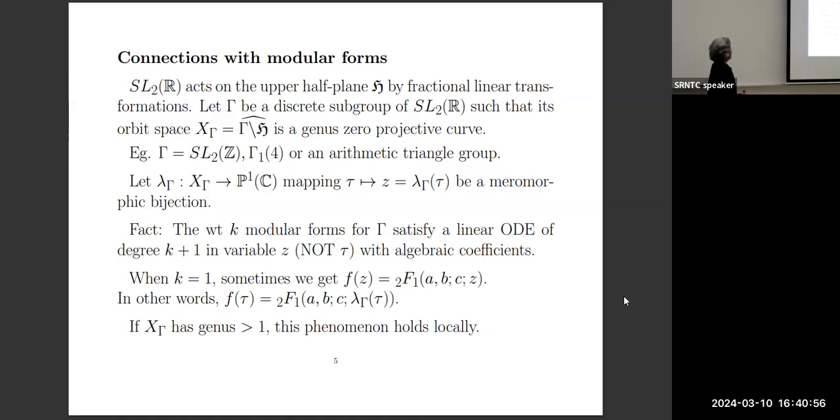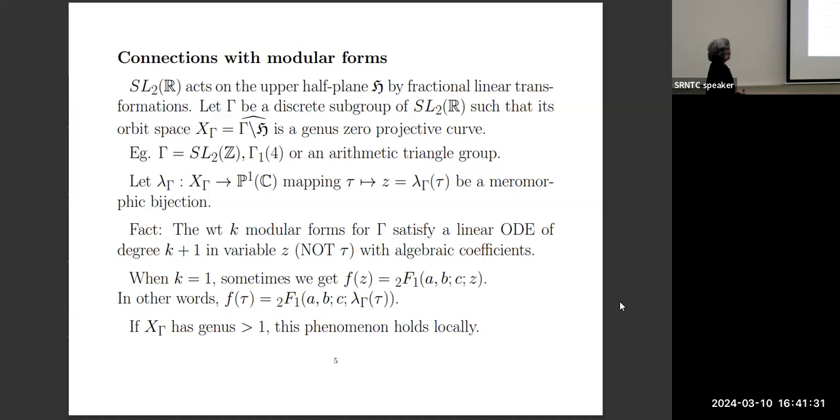Because it has genus 0, it can be parameterized by a meromorphic function with a simple pole. We call it lambda_Gamma. Normally we use tau for the variable on the modular curve, and z as the variable on P1(C). So z is lambda of tau.